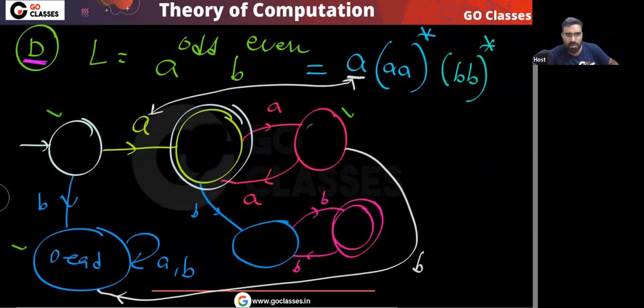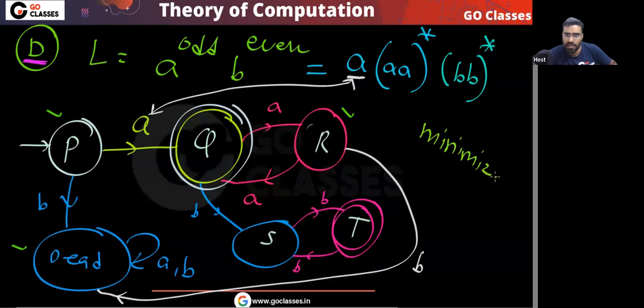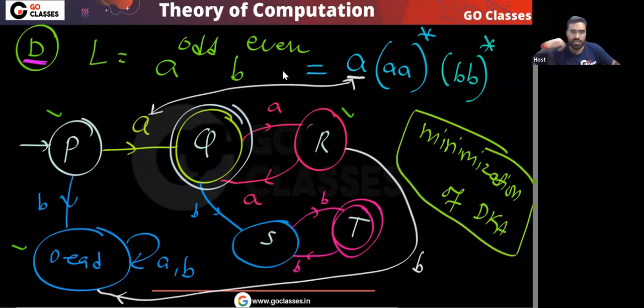This DFA you understood, correct? Now you have these states. For example, state P, state Q, state R, state S, state T. You tell me which of them are equivalent. With state Q, which state will you compare? Now let's do the minimization of the DFA. With this state Q, you will compare state T.